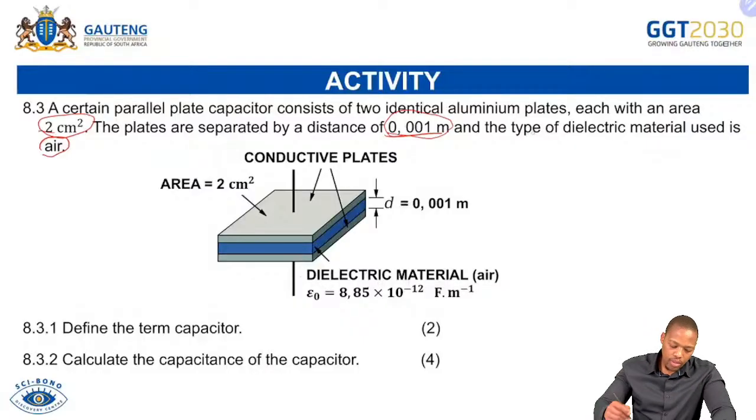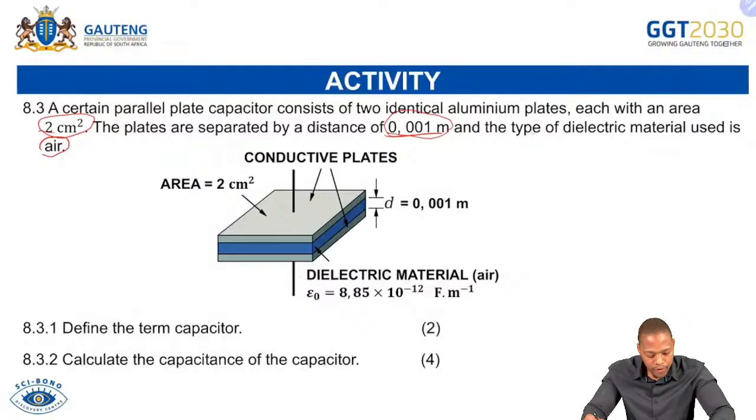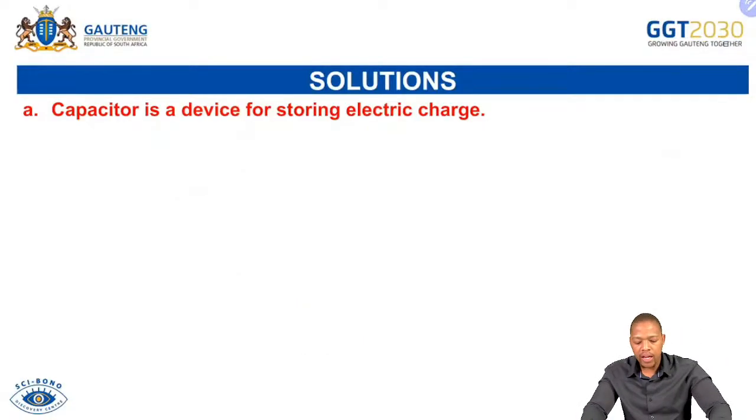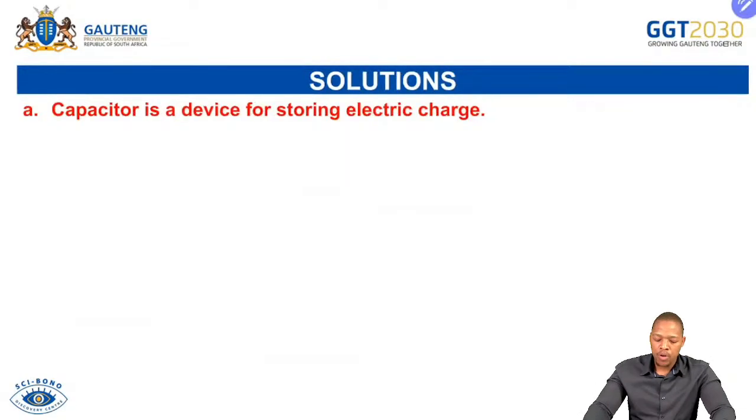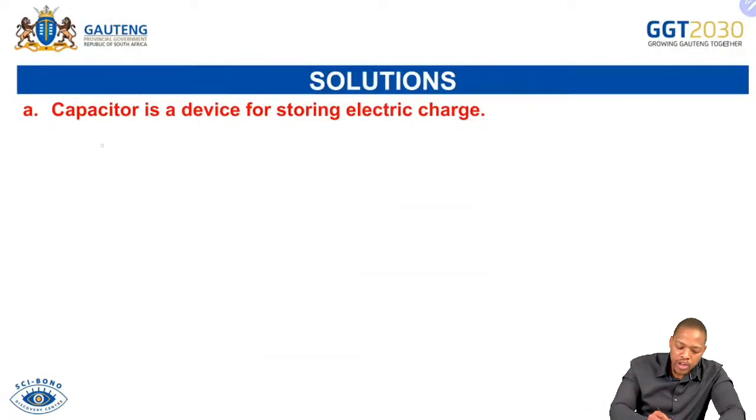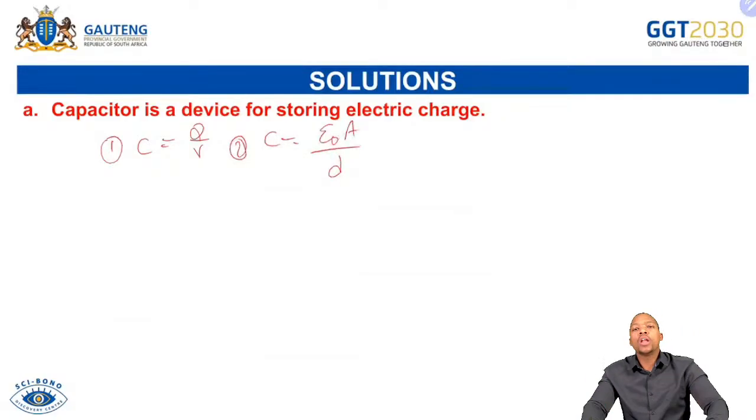Question number 1 is asking, define the term capacitor: a device for storing electrical charge. And question number 2 is asking, calculate the capacitance of the capacitor. So to calculate, first we need to remember we have two formulas. C is equal to Q over V. C is equal to epsilon naught A over d. This is formula number 2. Which formula are we choosing?